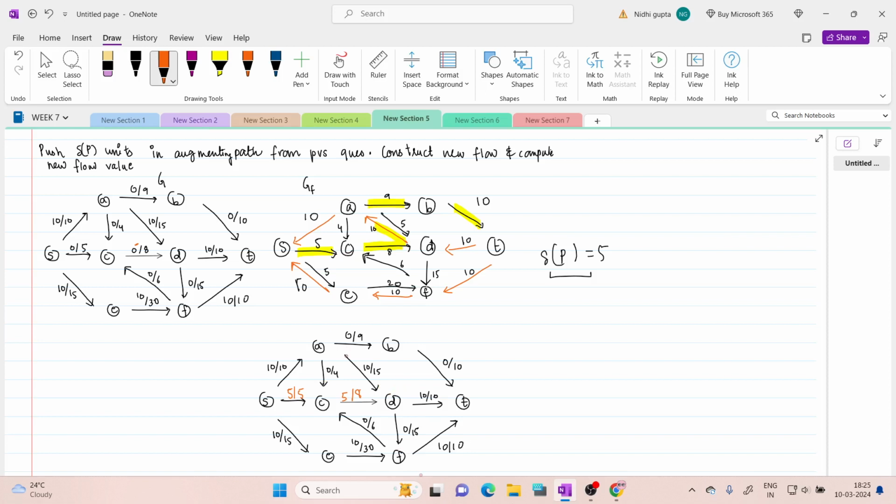Now what about DA? What will be the new flow of AD? The next edge in the augmenting path is DA, so that means we have to change the flow of AD. So what is the new flow of AD? We have to reduce by 5, because it is a backward edge, then we subtract 5. If it is a forward edge, then we add the path capacity. But if it is a backward edge in the augmenting path, we decrease by the path capacity. So earlier it was 10, now it will be 10 minus 5, which is 5. So is this point clear to everyone?